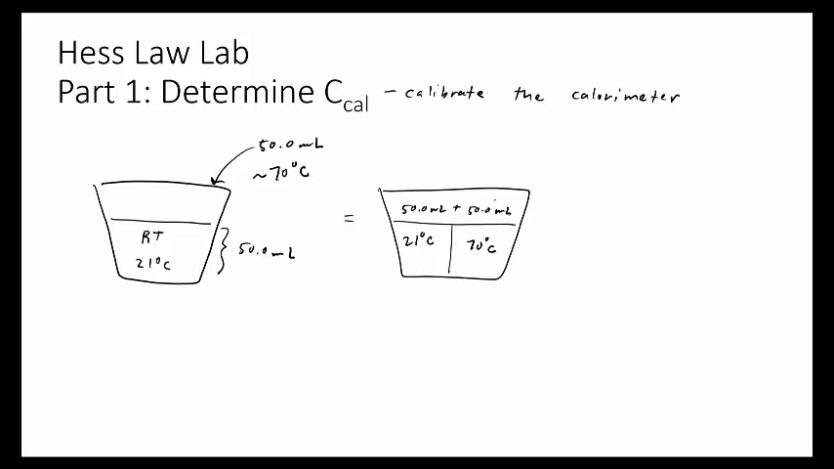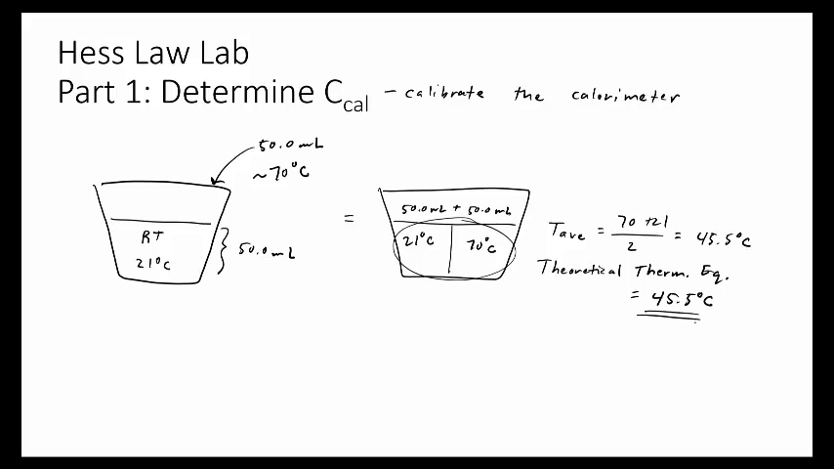You could do a really long math proof for this, but the temperature these will come to, what's called thermal equilibrium, will be T average, which is 70 plus 21 divided by 2. Just a rough calculation, this should be about 45.5 degrees Celsius. Now, this is the theoretical thermal equilibrium. In theory, when these two waters of different temperatures mix, one heats up and the other cools down, and together the final temperature should be 45.5.